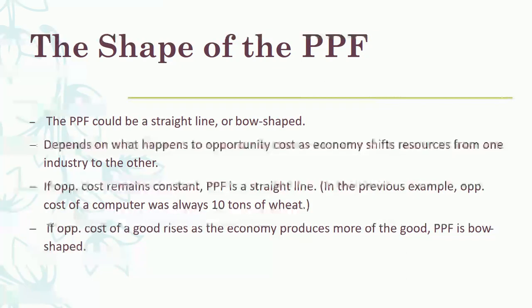In the previous example, we looked at the opportunity cost of a computer, which was always 10 tons of wheat. So every time you produced another unit of computer, you lost 10 tons of wheat. If the opportunity cost of a good rises as more of the good is produced, the production possibility frontier will be bow shaped.